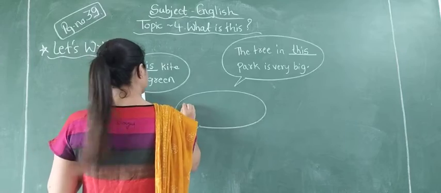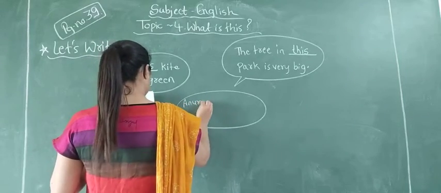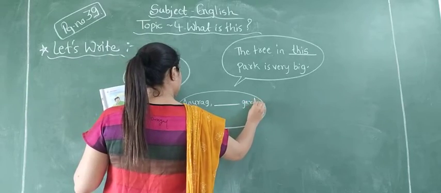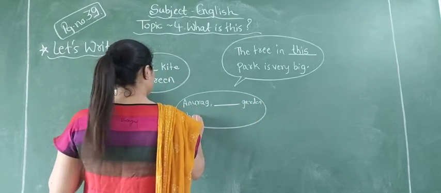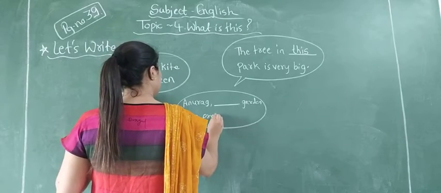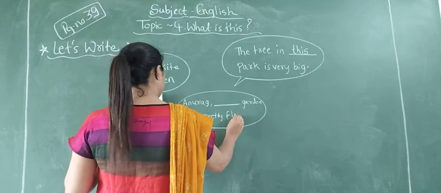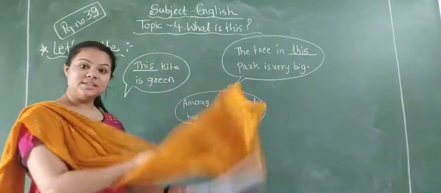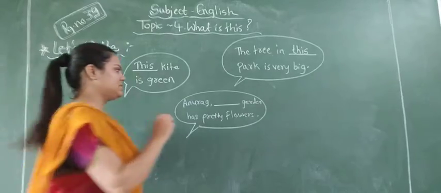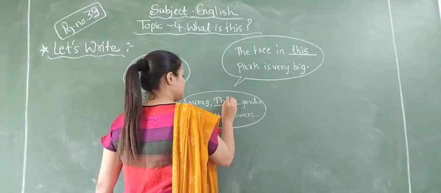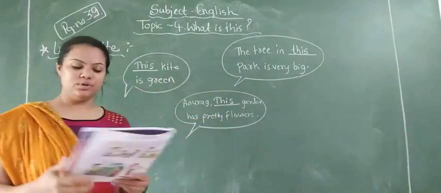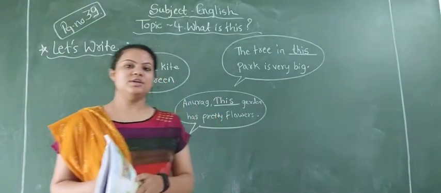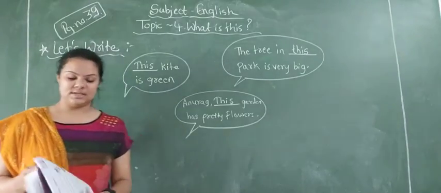Dialogue box, speech box, Anurag: blank garden has pretty flowers. तो अनुराग का फ्रेंड जो है गुरमीत, वो अनुराग को क्या बता रहा है? This garden has pretty flowers. यानी इस गार्डन में कैसे फ्लावर्स हैं? Pretty flowers यानी beautiful flowers. So he is also telling Anurag. So here again we learn a small sentence.